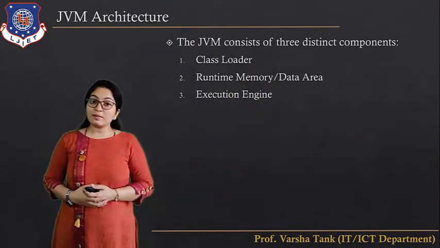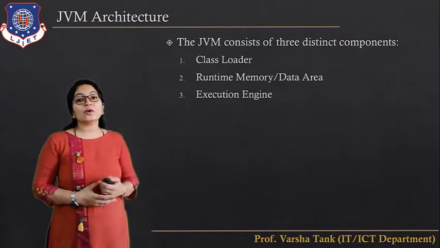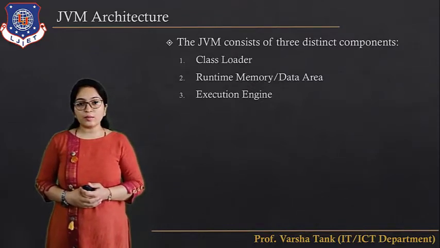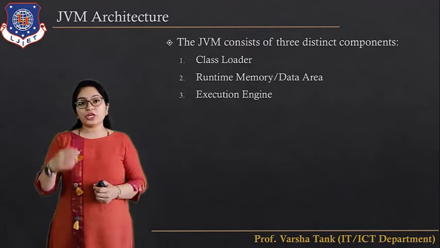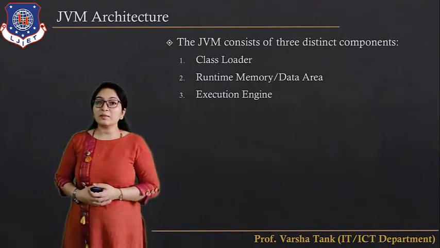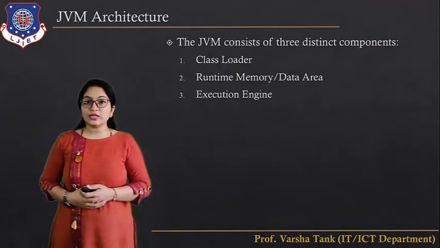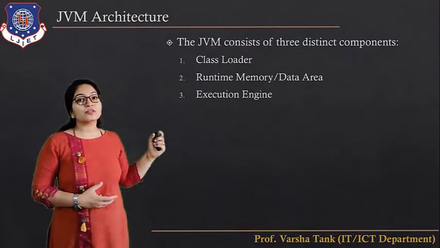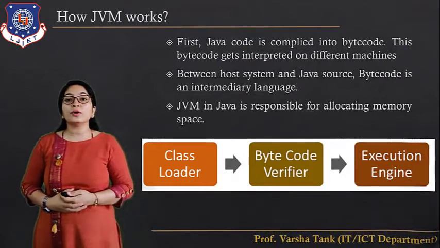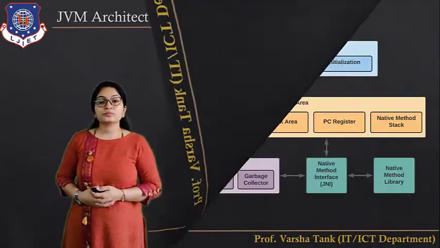Now next is the JVM architecture. Let's see which components are included in the JVM architecture. Basically there are three distinct components. The first one is the ClassLoader, then the runtime memory, which is the data area, and then the execution engine. Okay, so these are the three distinct components that are included in the Java Virtual Machine.